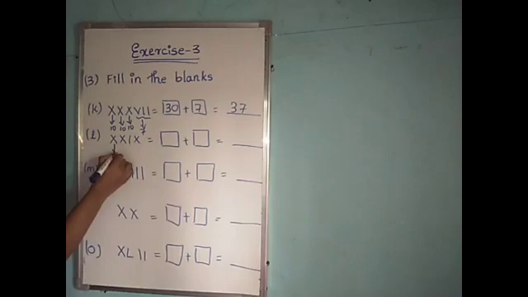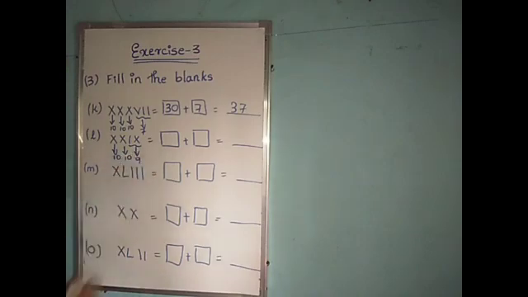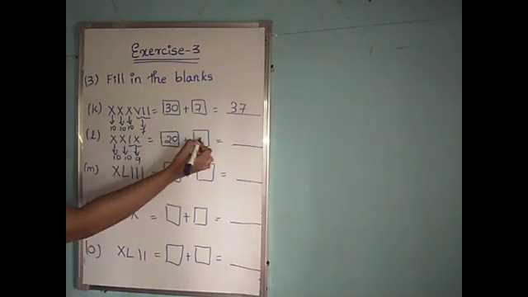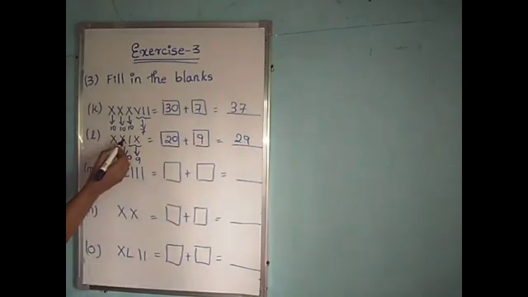Next L1, X is the symbol of 10, X is the symbol of 10 and IX is the symbol of 9. So here how many times X is repeated? 2 times. So 10 plus 10 is equal to 20, 20 plus 9, 29. So XXIX is equal to 29.